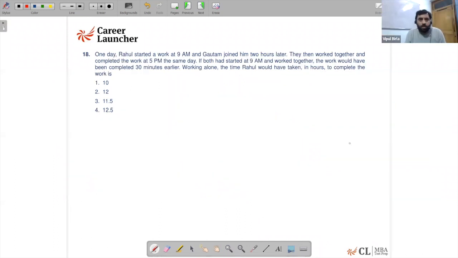Right, guys? Question number 18 says, one day Rahul started a work at 9 a.m. and Gautam joined him 2 hours later. Then they worked together and completed the work at 5 p.m. the same day. That means Rahul started at 9, ending at 5, so Rahul has taken 8 hours. While Gautam started at 11 till 5, he worked for 6 hours, and the work is complete. This is one instance.